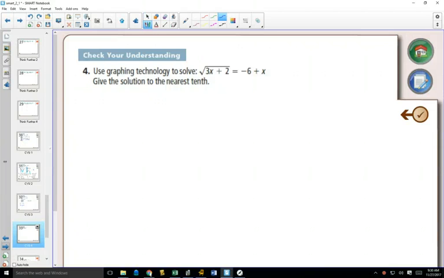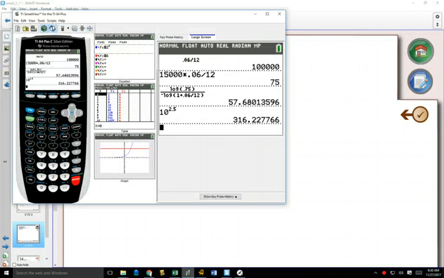Now this question says to use graphing technology to solve. So if you're going to use your graphing calculator to solve this one, what you can do is put one side of your equation into y1 and the other side into y2. So we've done questions like that before.